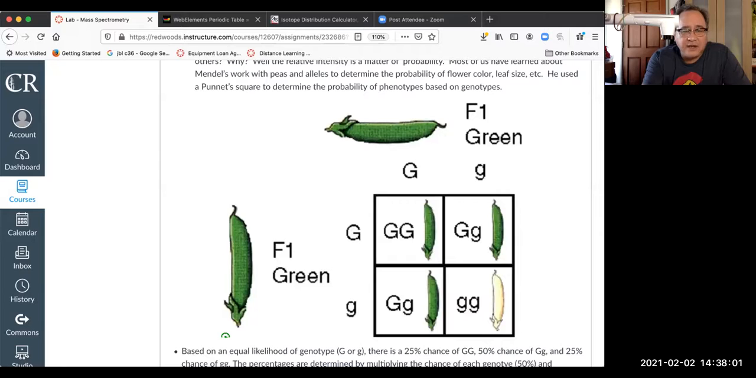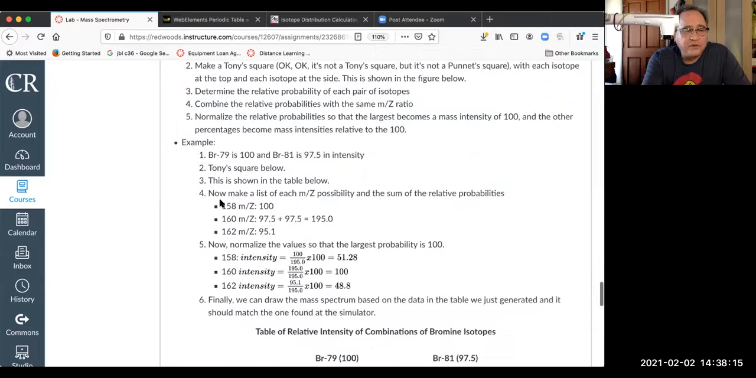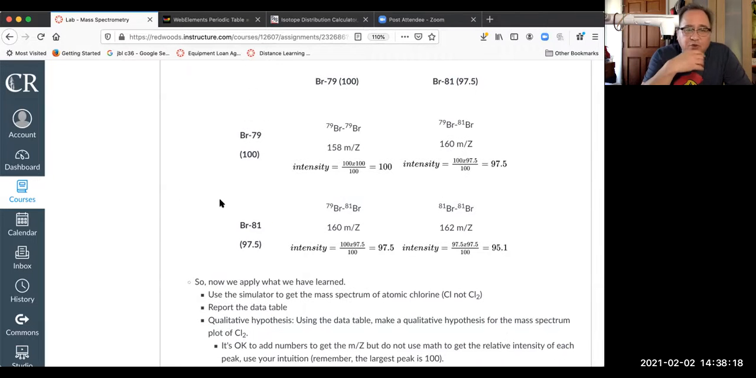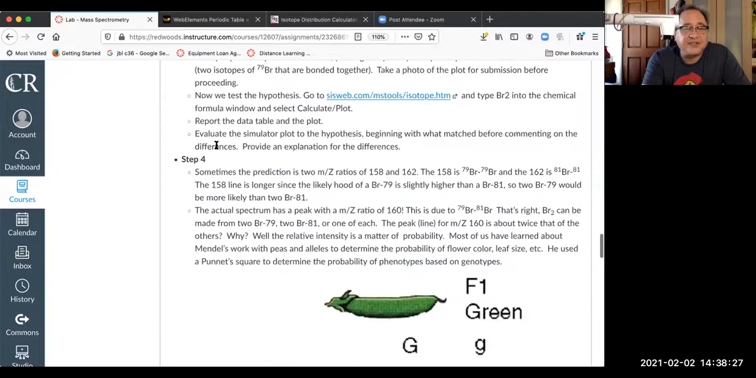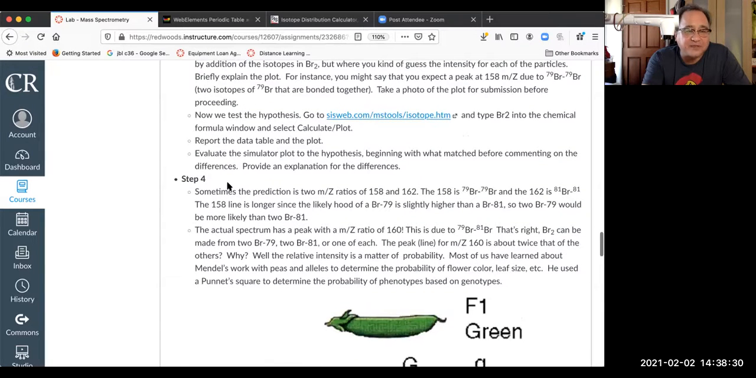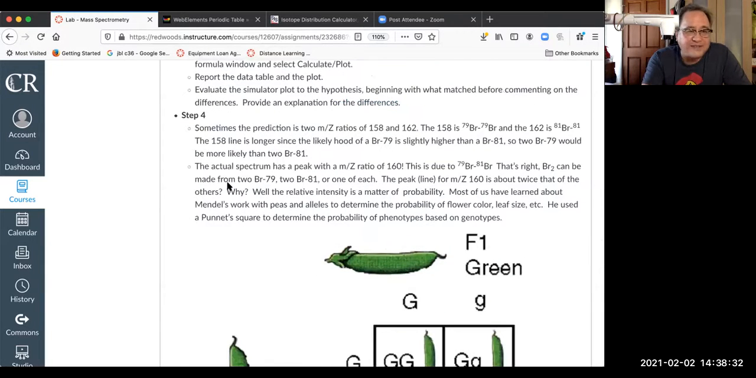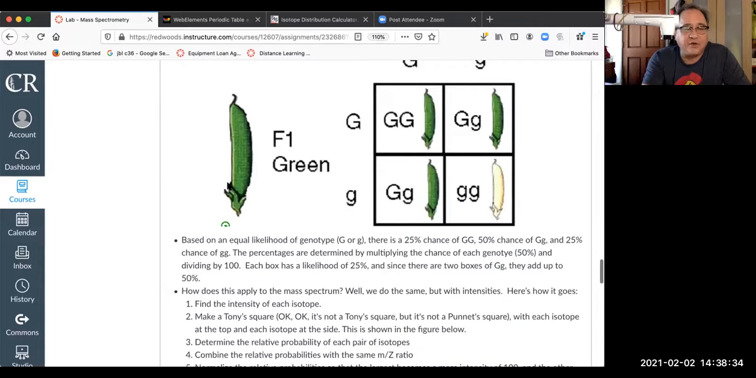I want to make sure I'm on the right share. So we're looking at the lab. And I'm going to scroll down to, this is Tony's square right here. We just did that. And actually, this is still part of step 4, my explanation for why step 3 didn't quite turn out great.